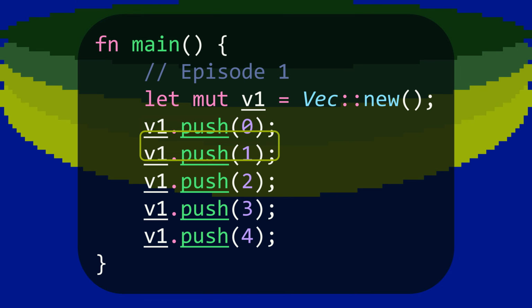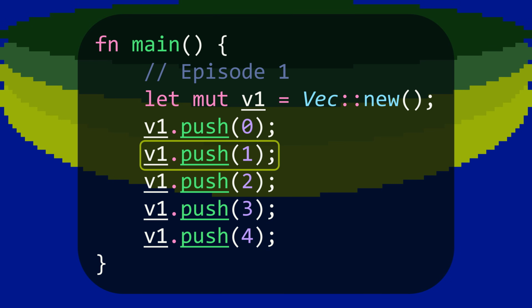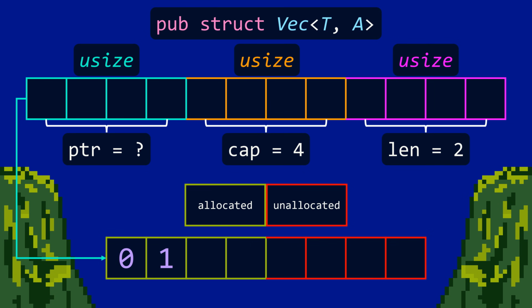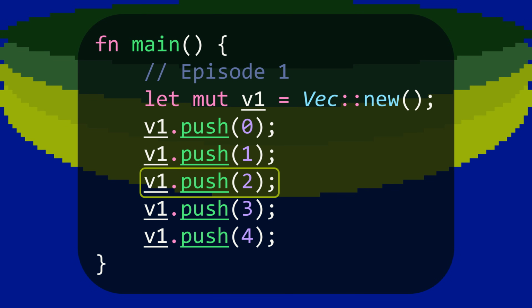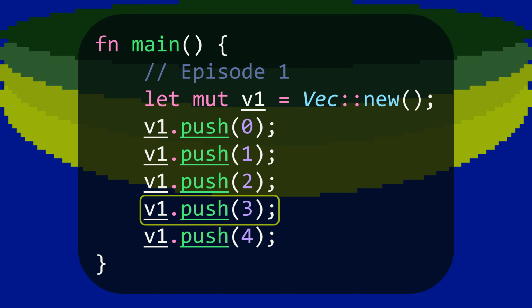After pushing 0, we push 1. The Vec looks like it did before. Now push. 1 fills the second slot and the length is increased to 2. Nothing else changes. Speeding up, we push 2. The Vec is the same. Push. 2 fills the third slot and the length becomes 3. Next, we push 3. Vec is the same. Push. 3 occupies the fourth spot and the length is 4. After pushing 3, we push 4.